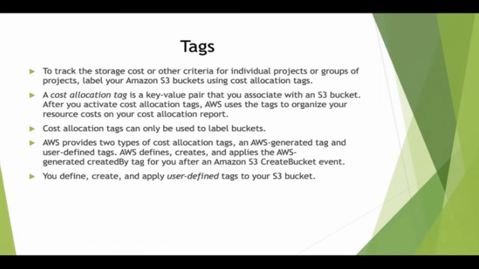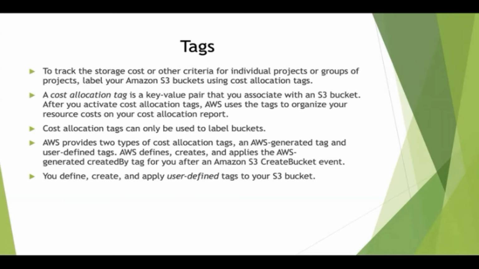So after you activate cost allocation tags, AWS uses these tags to organize your resource cost based on your cost allocation report. So on the billing console, we will be able to view our cost allocation report, and in that particular report, you will be able to view your cost allocation tags. It can only be used to label buckets. AWS provides two types of cost allocation tags. One is an AWS generated tag, and the other one is the user defined tag. AWS defines, creates, and applies the generated tag after you have created the S3 bucket. But then you can define your own user defined tags on your S3 bucket. So this is called cost allocation tags, or you can just call it tags itself.